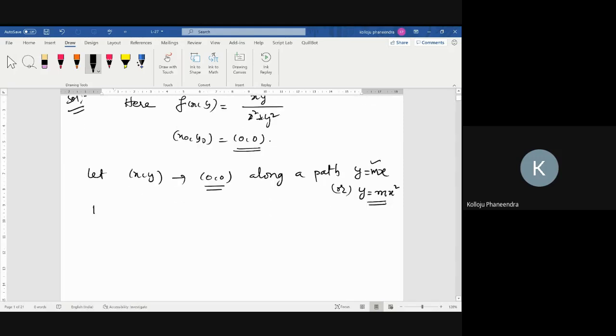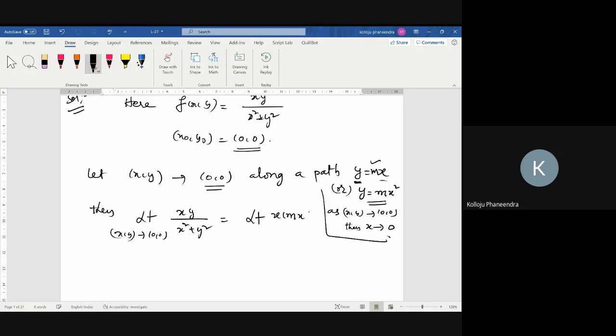Then if I consider y equal to mx simply, what is dy equal to? No need of dy. Then this becomes the limit as x comma y tends to 0 comma 0 of xy by x square plus y square, and y equal to mx. Therefore, as xy tends to 0 comma 0, what is the meaning of y equal to mx? We are replacing y in terms of x, so the function is completely in terms of x. So this is x into mx, or mx square, by x square plus m square x square. Now this function is completely in terms of x.